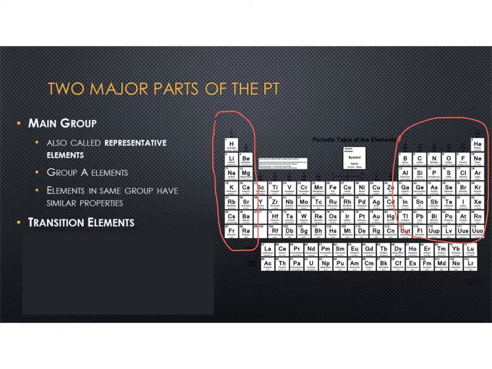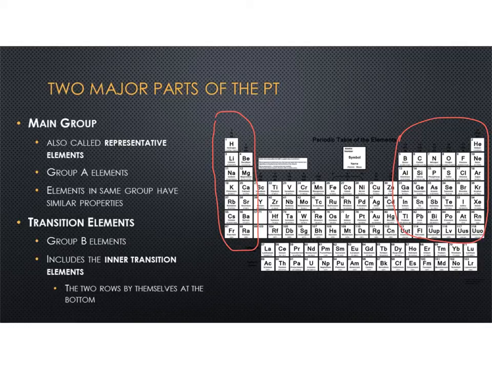The second major part of the periodic table are the transition elements. There are two parts to that, the transition elements and the inner transition elements. Here are the transition elements, also known as transition metals, and here are the inner transition elements or metals. Those two rows down there at the bottom. Those are all considered transition elements. And they're also called group B elements. And again, we'll see why here in just a moment.